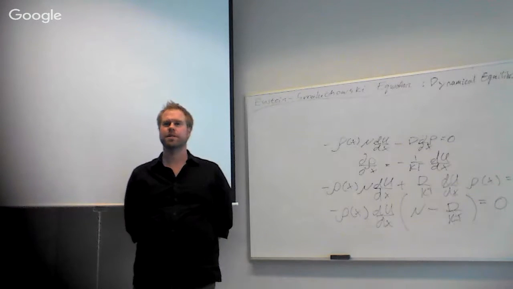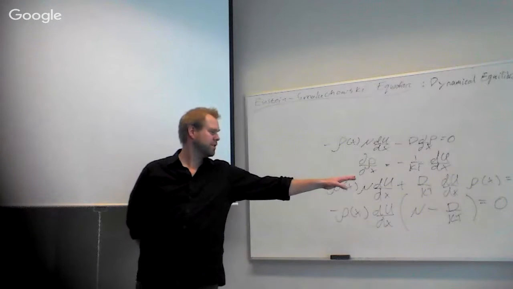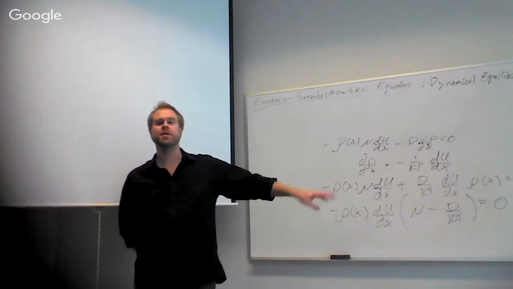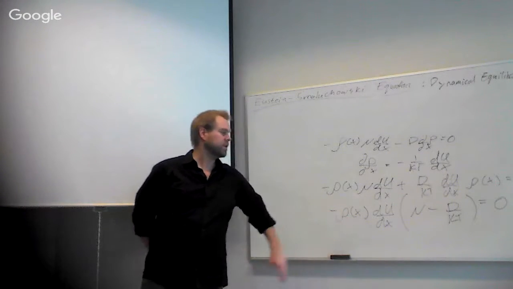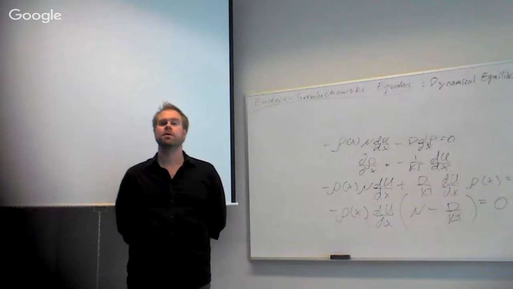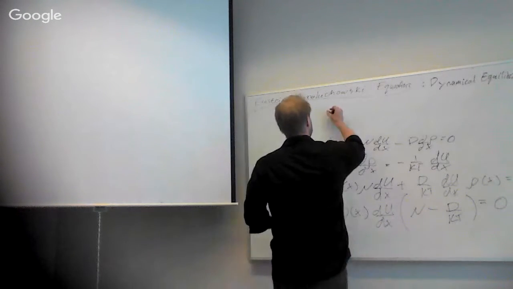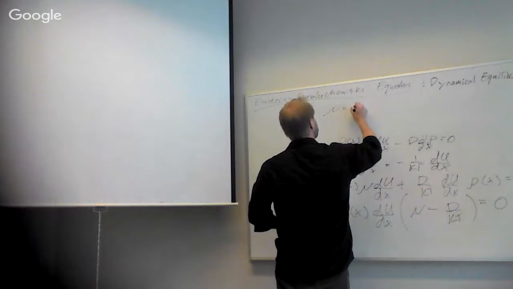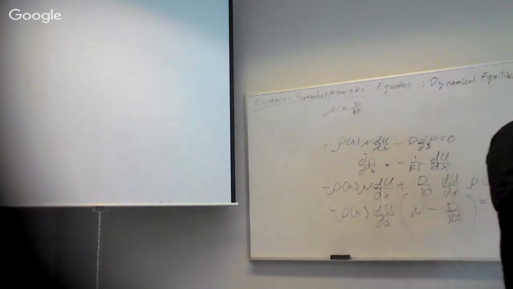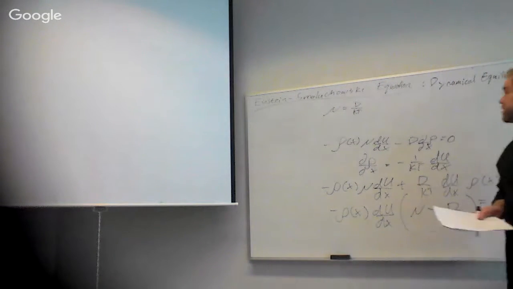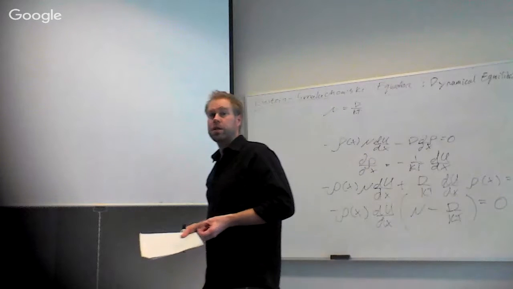Anybody? How can we get stuff on the left-hand side? Not trivial like that. This is for mobility: mu is equal to D over kT. Okay, this is the Einstein-Smoluchowski equation.